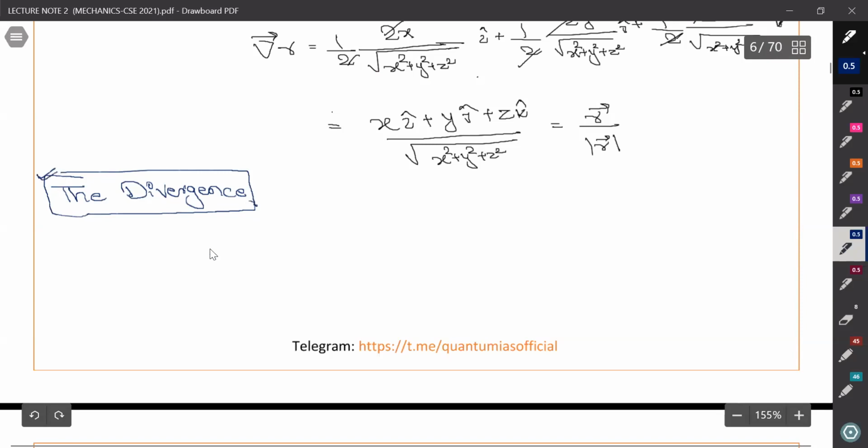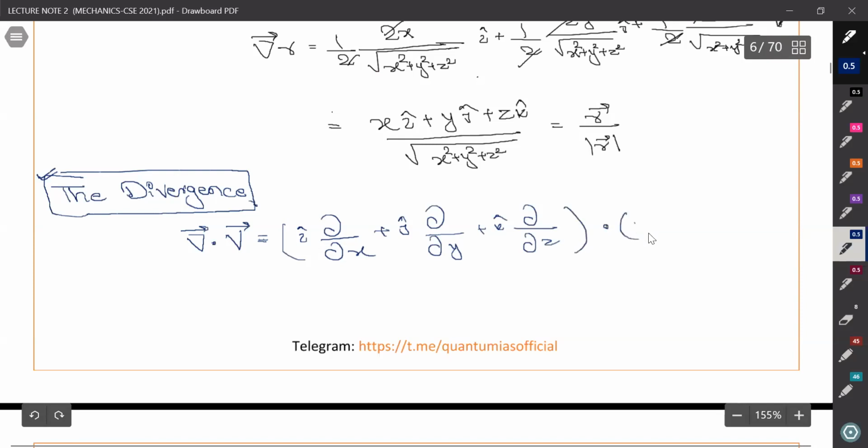So we're not going into deep intuition about this. We are just writing the mathematical part. It is the dot product of this operator with, let's suppose, a vector v. We can write this operator as i cap del upon del x plus j cap del upon del y plus k cap del upon del z, dot vx i cap, resolving into components, plus vy j cap plus vz k cap.